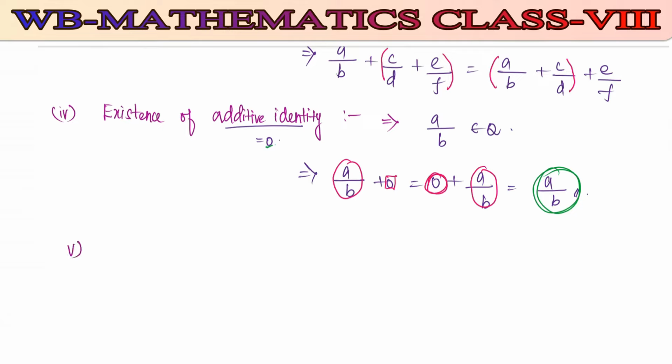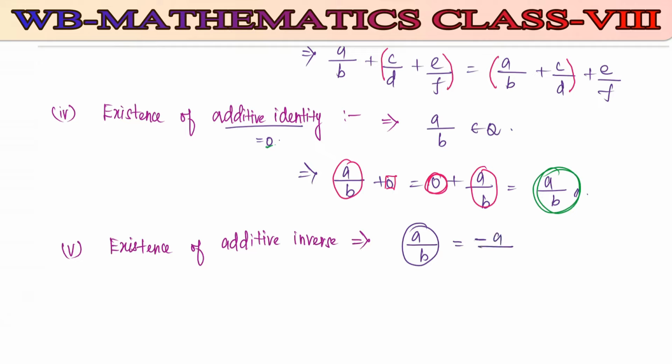Next we'll move to the fifth one, existence of additive inverse. Additive inverse is nothing but this: when you take a number a by b, the negative of the rational number is its additive inverse. When you have a by b, a positive number, you multiply with a negative, so you will get minus a by b. In case you have the number minus c by d, the answer is minus of minus c by d. Minus minus becomes plus, so plus c by d.